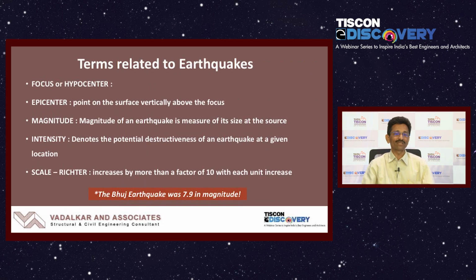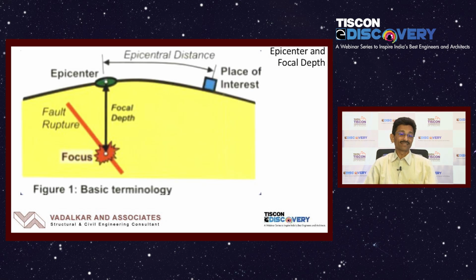Now, coming to some of the terms related to earthquakes, I will show you some pictures as well. There are some terms used all the time. One is called the focus or hypocenter. Then there is the epicenter. What is the epicenter? It is exactly the point on the surface vertically above the focus where the earthquake event occurs. The focus may be deep inside the ground. If you project that point upward on the earth's surface, that is called the epicenter.